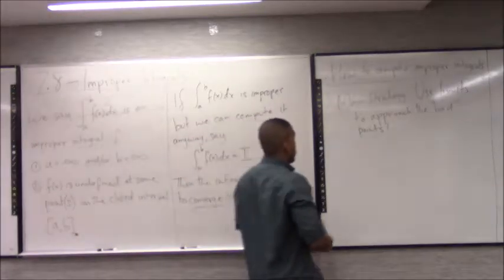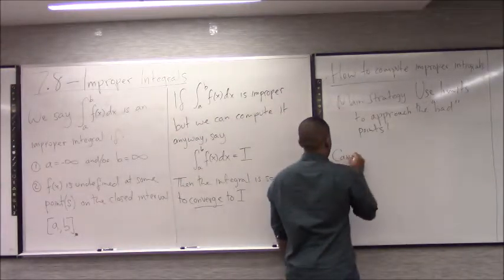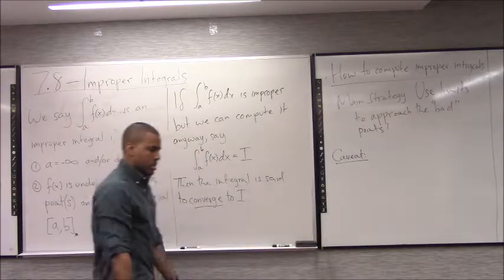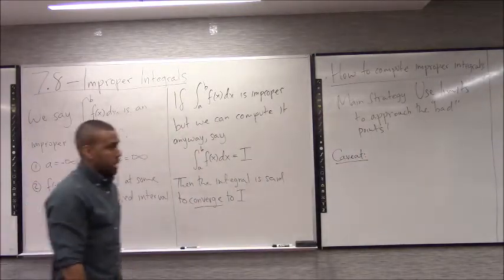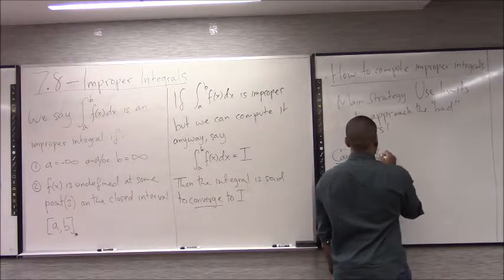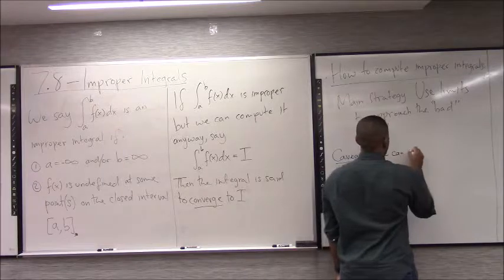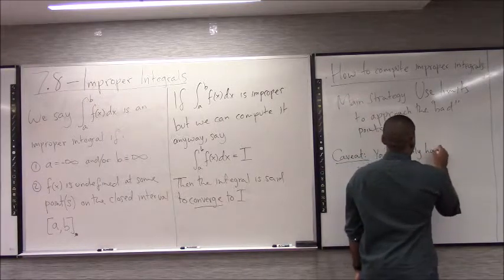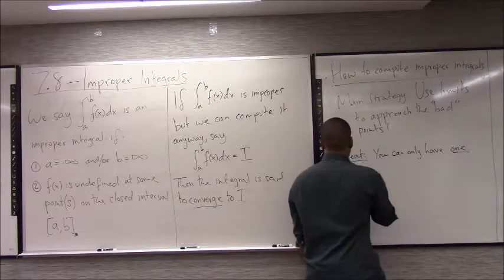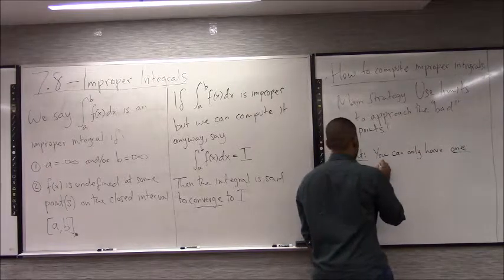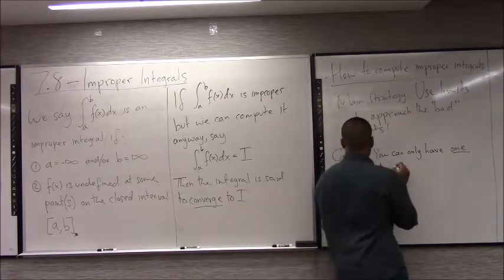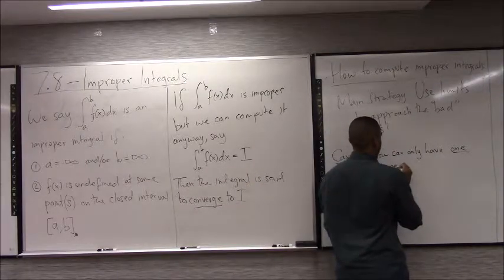Another thing, one caveat to make sure the theory works out about how Riemann sums work out as a theory, is you can only have one bad point. You can only deal with one point at a time. You really have to focus your efforts a little bit. You can only have one bad point per integral.